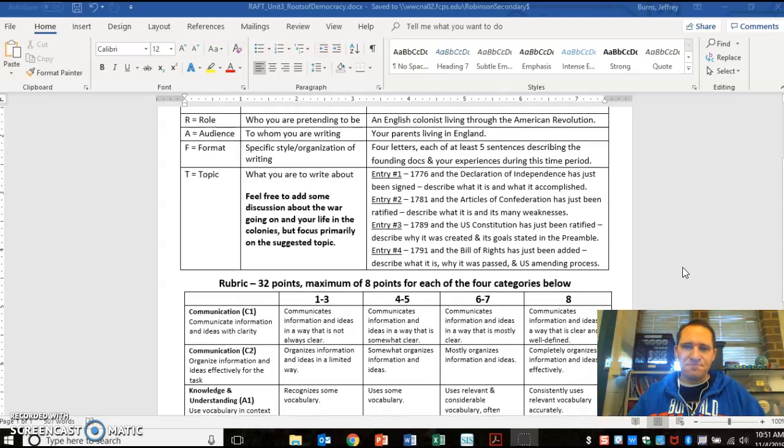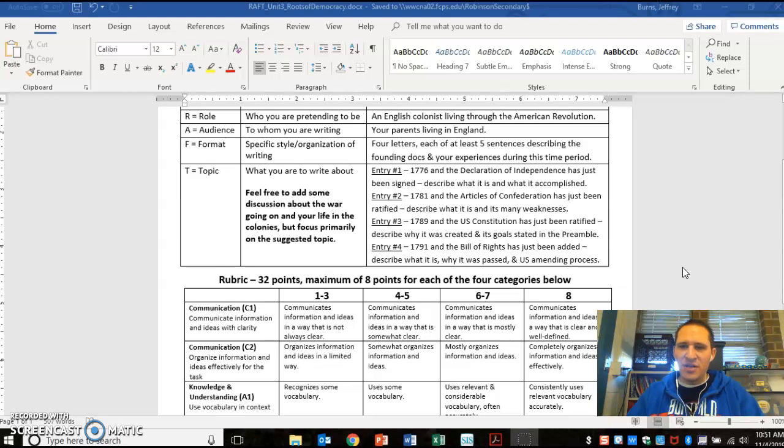For your second entry, again, you're only going to write these entries as we're learning them. You're not going to go ahead. You finish entry 1, the next day we learn about entry 2, and you write that in class and for homework. It's 1781, and the Articles of Confederation has just been ratified, which means it was passed into law. Describe what this document is and its many weaknesses, because it did not last. Make sure you describe its weaknesses. Again, continue the story of your character if you want. Maybe you got married, maybe you had kids, maybe something happened in the war to you or your family or friends. You can be creative with that.